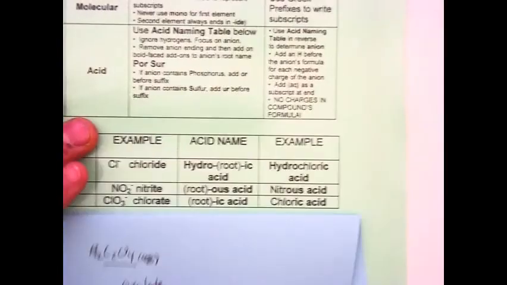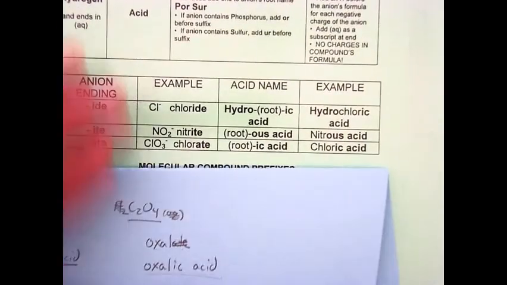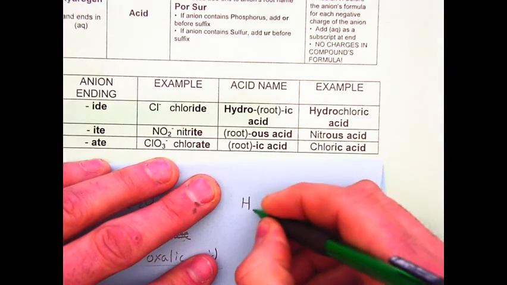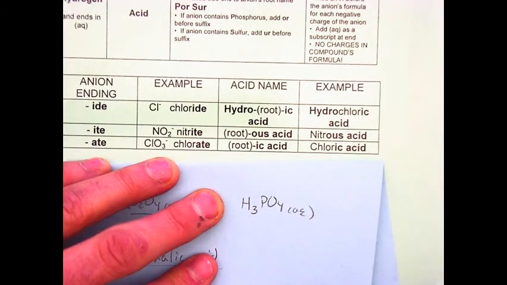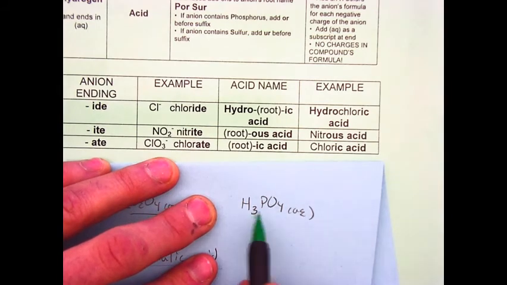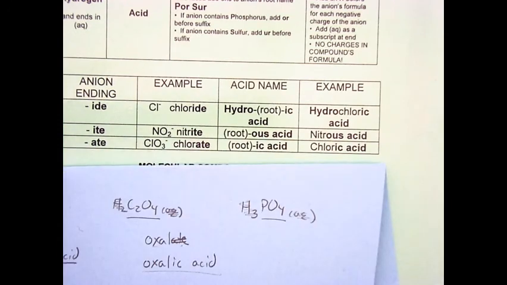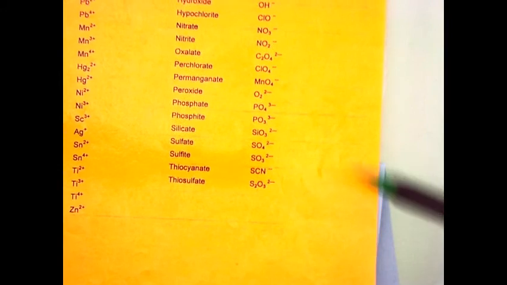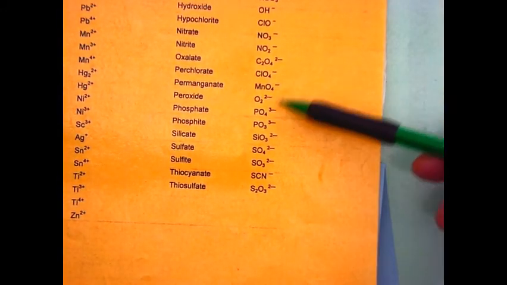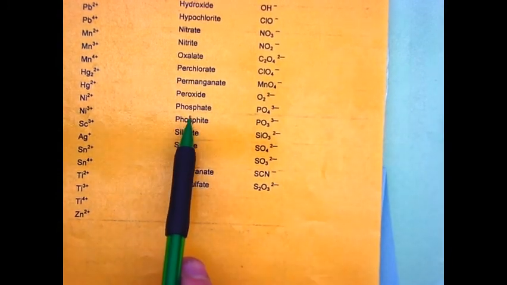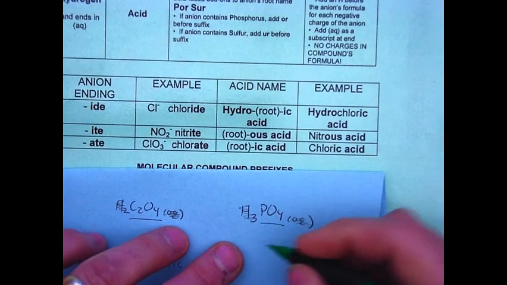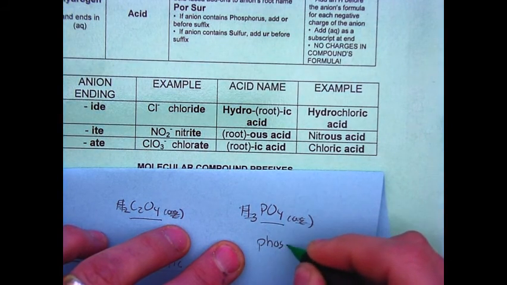For example, let's say we have H3PO4 AQ. So we're looking at this, it is an acid, so we get rid of the hydrogen and the AQ. We look at PO4. Once again, that's a polyatomic anion, so we look for the name of it on the back of the periodic table. PO4 is right here, and it's called phosphate. So we write phosphate.